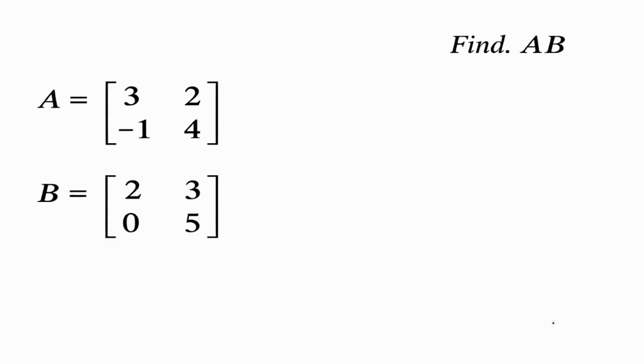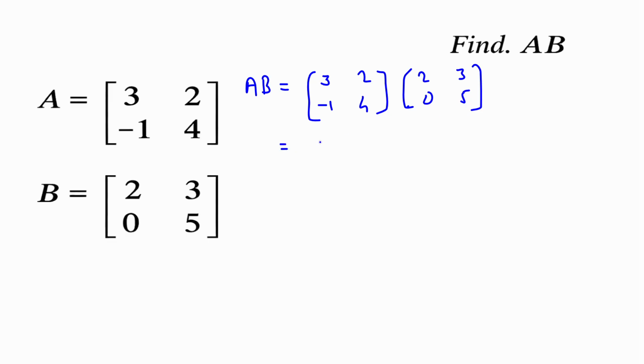Let's see one question on this topic, so your topic and concept will be clear. Now I have to find the AB matrix here. So I'm writing the A matrix first, that is 3, 2, minus 1, 4, into the B matrix. The B matrix we have is 2, 3, 0 and 5.